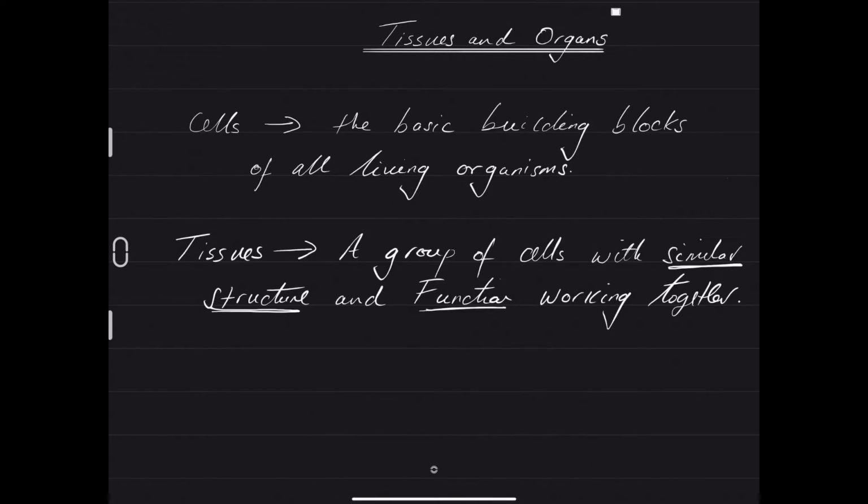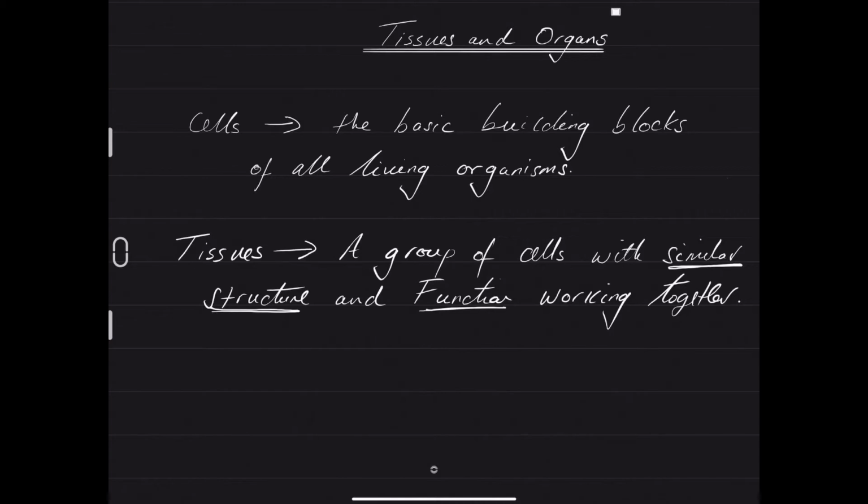Now, a tissue is a group of any one of these cells, let's say a nerve cell, or let's say a root hair cell from a plant, a group of any one of these cells which are working together, we classify that as being a tissue. So a specific type of cell, we can say a specialized cell, grouping a number of these together, working together is a tissue.